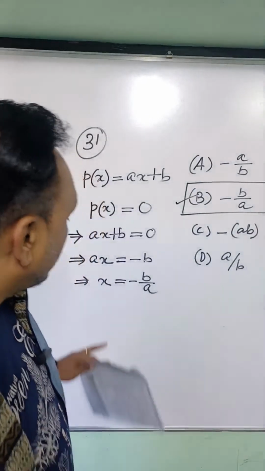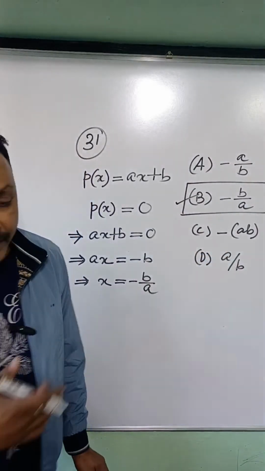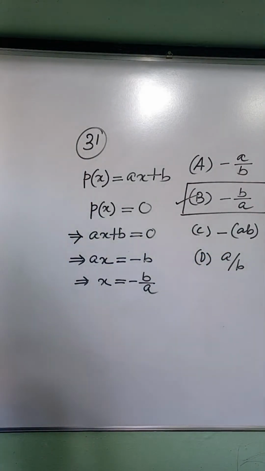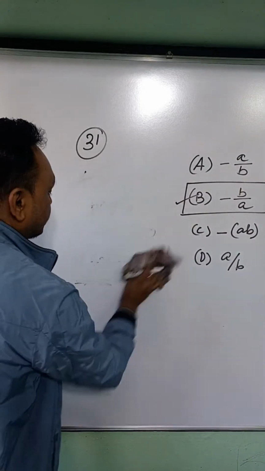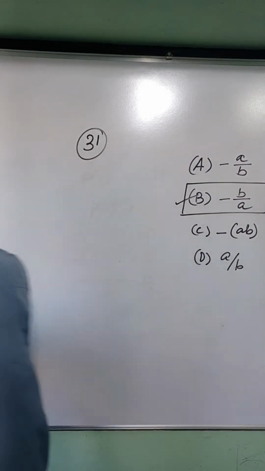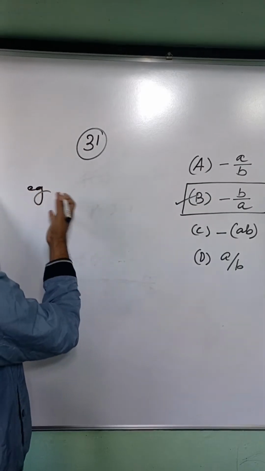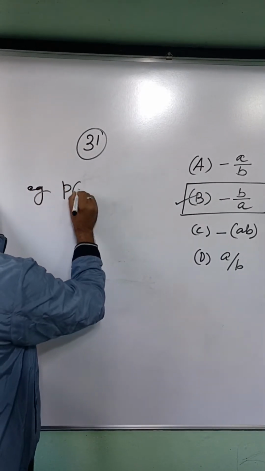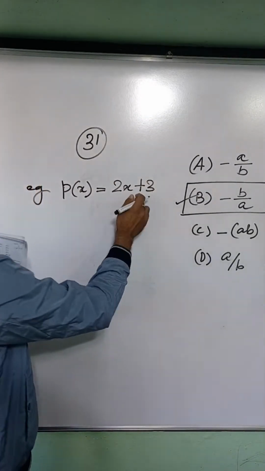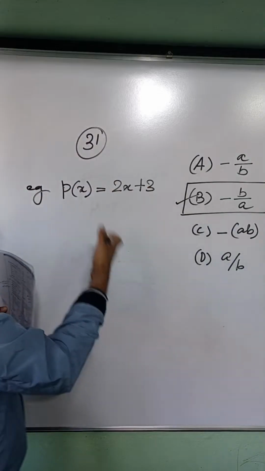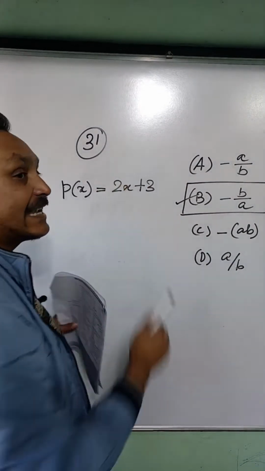Okay, no doubt. So we have to find the values of x, that is the zero. For some more examples, I want to show you. I will make it more clear. Suppose, for example, this is another example. Suppose one polynomial p(x) is given as 2x plus 3, right? Can you tell me what polynomial it is? Linear, quadratic, cubic, or biquadratic polynomial?